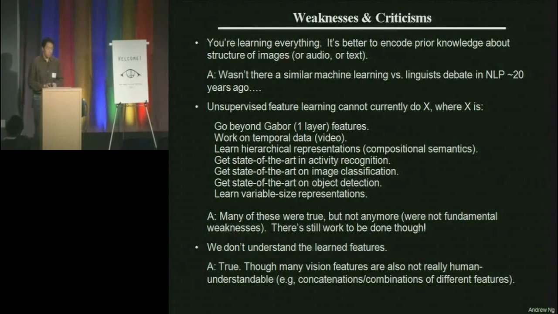Over the years, I've also heard a lot of criticisms of unsupervised feature learning of the form, unsupervised feature learning cannot currently do X, where X is many of those things on that list below. So it turns out all of these are valid criticisms. Many of these were true at the time, but are not true anymore. And I think there is certainly still work to be done. There are still things at the bottom of this list.